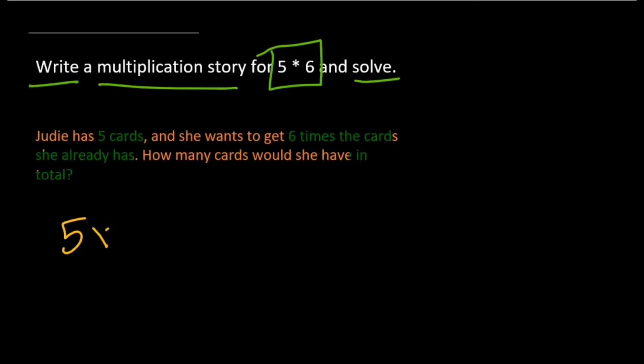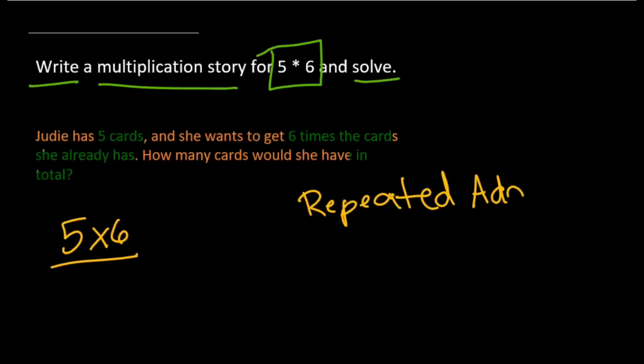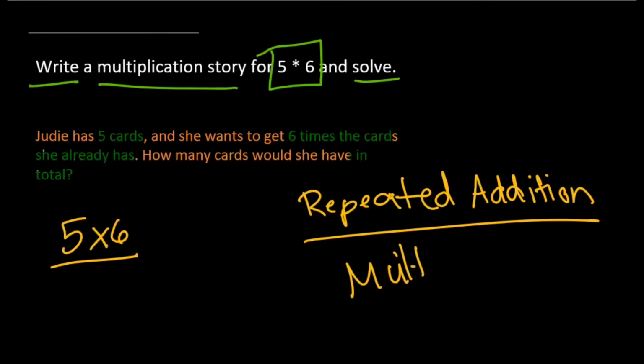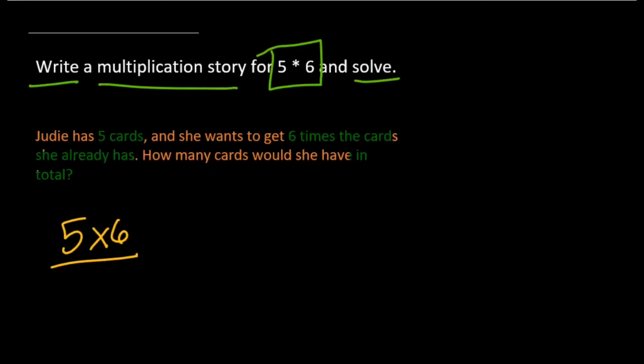We have 5 times 6. As I said in the previous problem, multiplication is repeated addition. That's all it is. And you guys really have to keep this in mind because this is a really important point. Repeated addition is equal to multiplication. So that's all multiplication is, repeated addition.